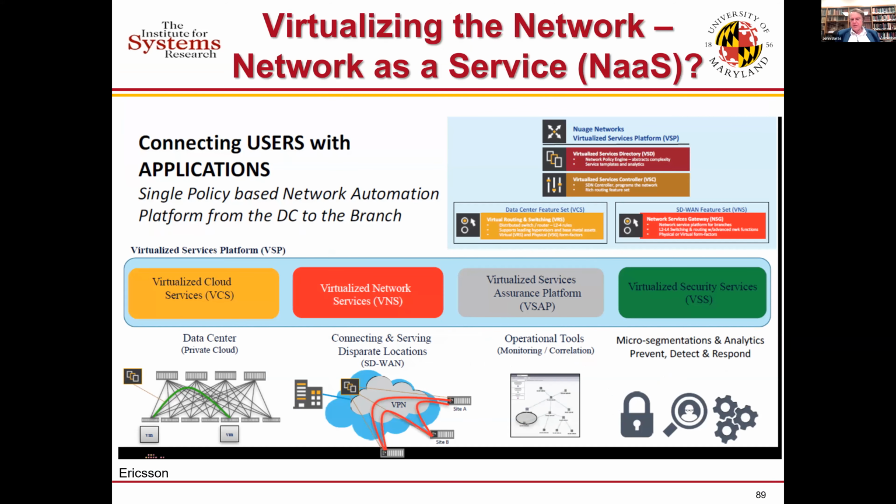Okay, so the word that is used currently is network as a service. That means you take the entire network and you virtualize it. This is almost done in terms of core networks, thanks to advances like software-defined networks and network function virtualization, but the extension to wireless and 5G is not so easy.